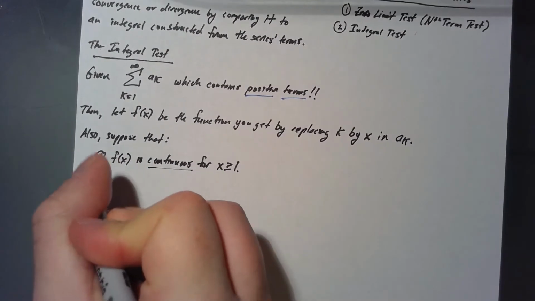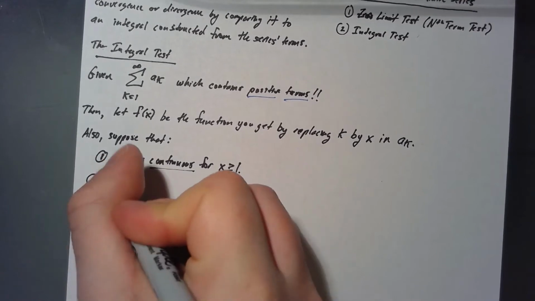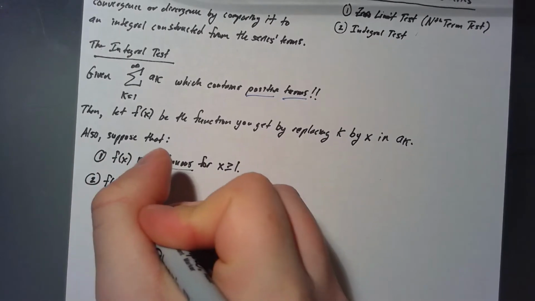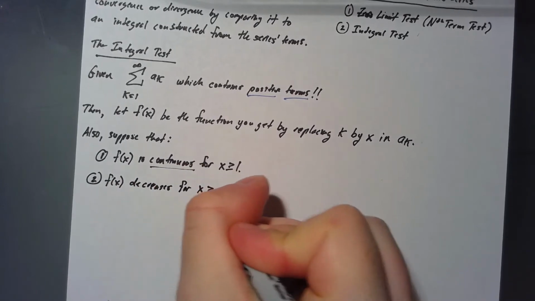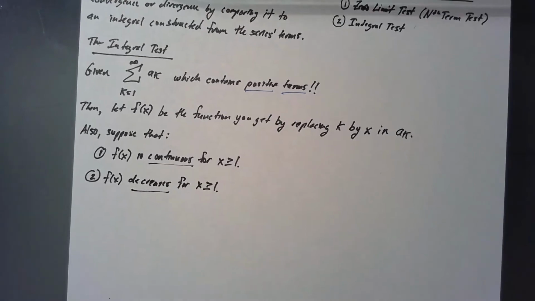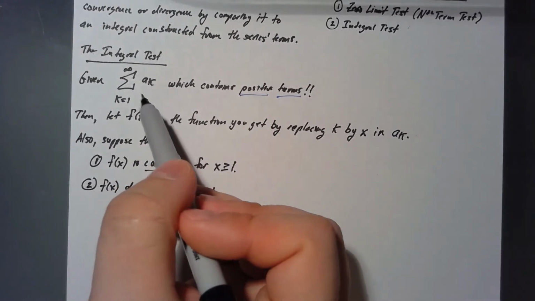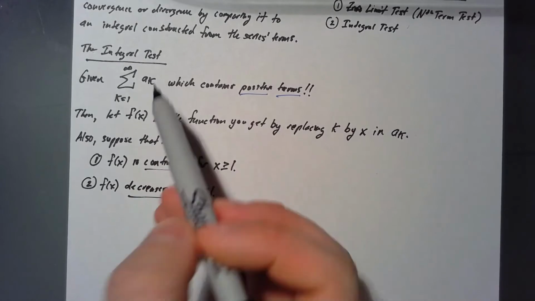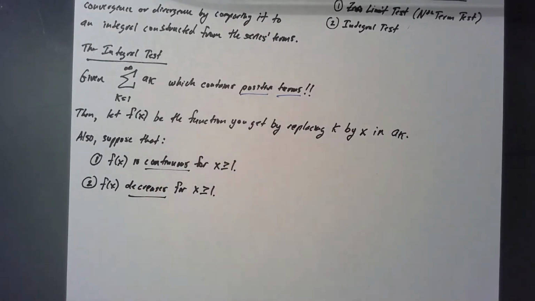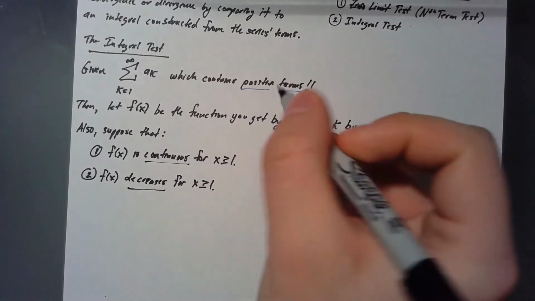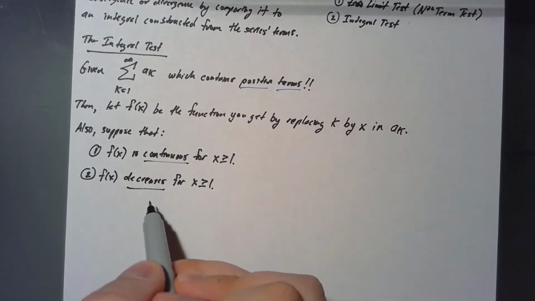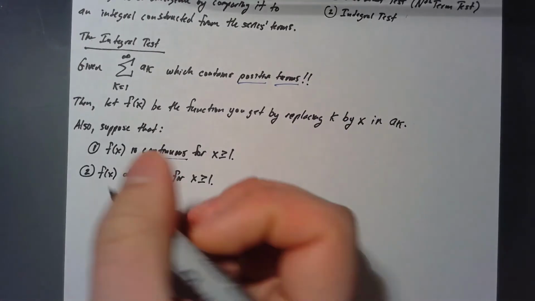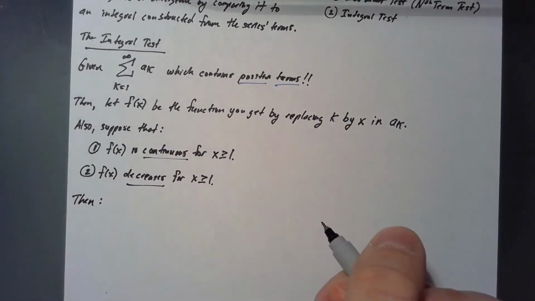All right. The second thing also must be true. F of x decreases for x greater than 1. What do I mean by decreases? That means the function that would normally be in the series is decreasing for all the values greater than 1 to infinity. It means it's going down, it's decreasing. So provided this is true, if I have a positive term series, it's continuous and decreasing for all the values on the series, then I could say the following.